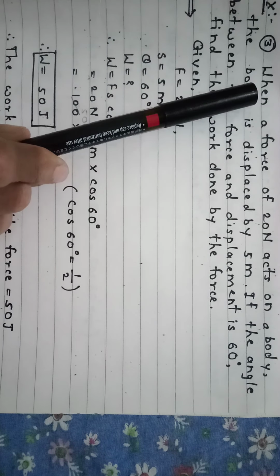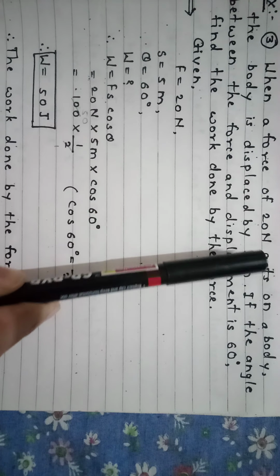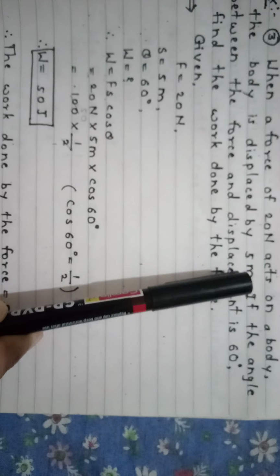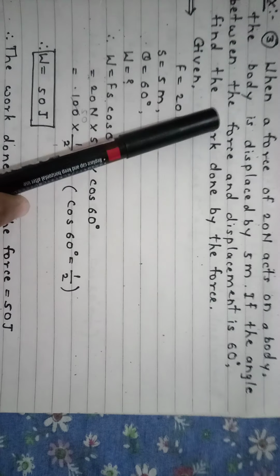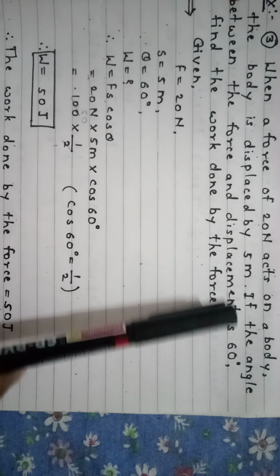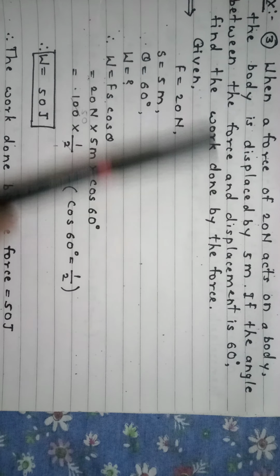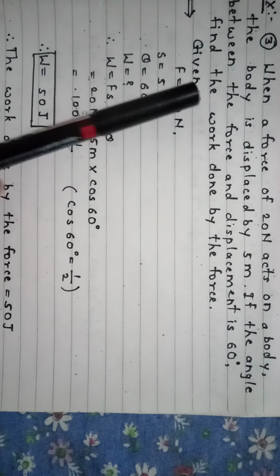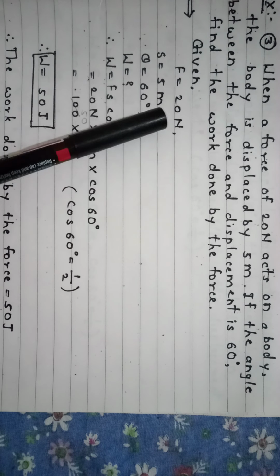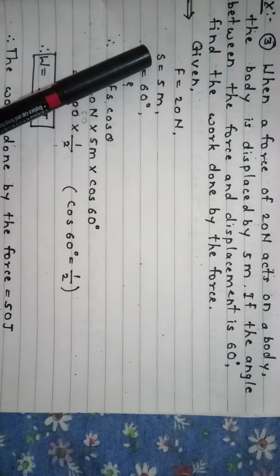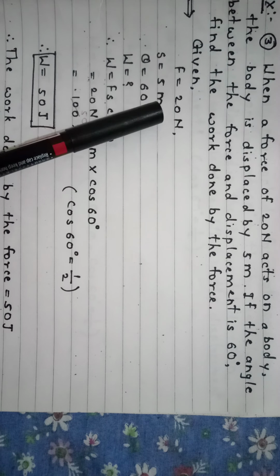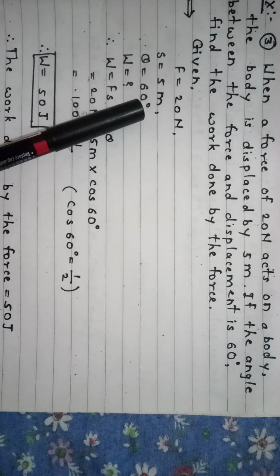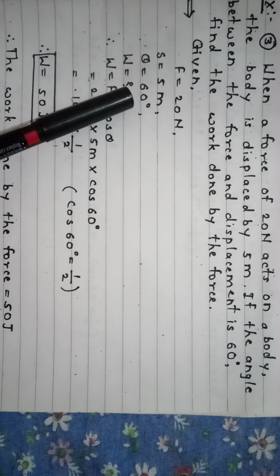Example number 3. When a force of 20 Newton acts on a body, the body is displaced by 5 meter. If the angle between the force and displacement is 60 degree, find the work done by the force. Here given things are force is equal to 20 Newton, S that is displacement is equal to 5 meter and angle is given, that is theta is equal to 60 degree, and we have to calculate work done.